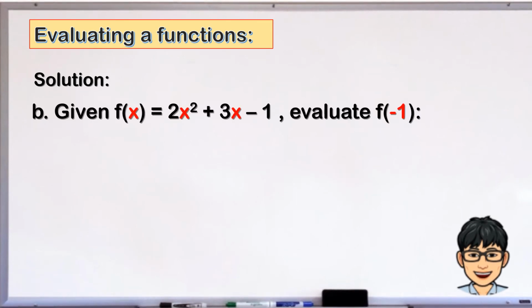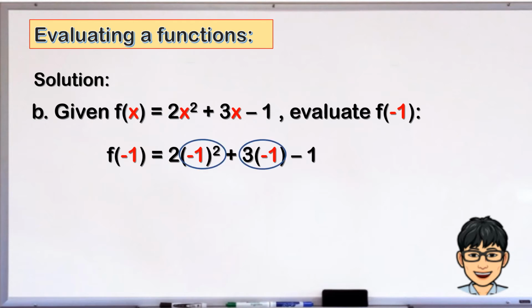For letter B, let us evaluate negative 1. So lahat ng x sa f of x ay papalitan natin ng negative 1. So we have f of negative 1 equals 2 times negative 1 squared plus 3 times negative 1 minus 1. Using Gemda's rule, kunin natin yung square ng negative 1, which is equal to positive 1, at yung product ng 3 and negative 1, which is equal to negative of 3.